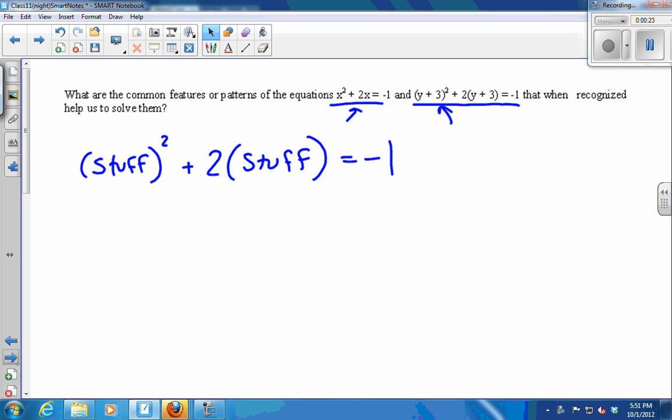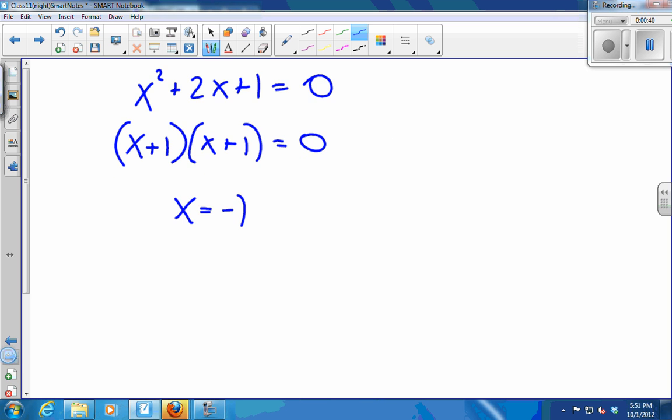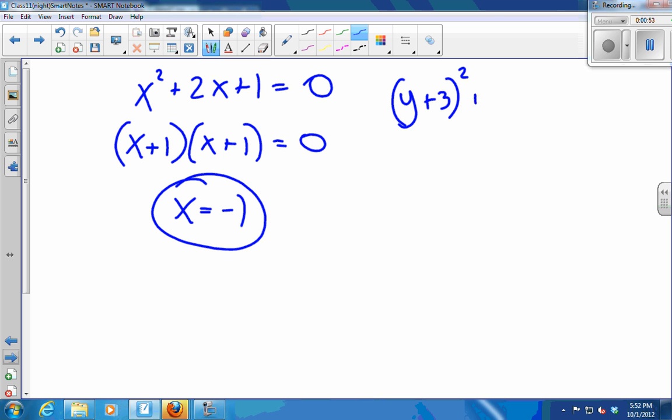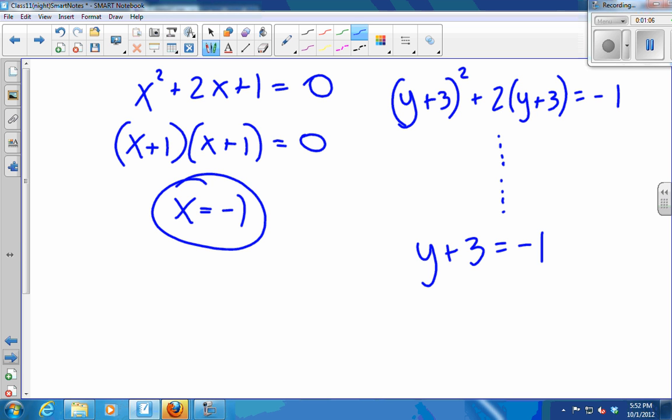But if you stop and slow down, you would notice that the y plus 3 equation and the x equation are almost the same. They both are some stuff squared plus 2 times some stuff equals -1. So if I can solve one, I should be able to solve the other. So I solve the quadratic, the x squared plus 2x plus 1 equals 0. I get x equals -1, which means that my other equation, if I did a bunch of fancy stuff, I would come up with y plus 3 equals -1. Which means that y is -4.